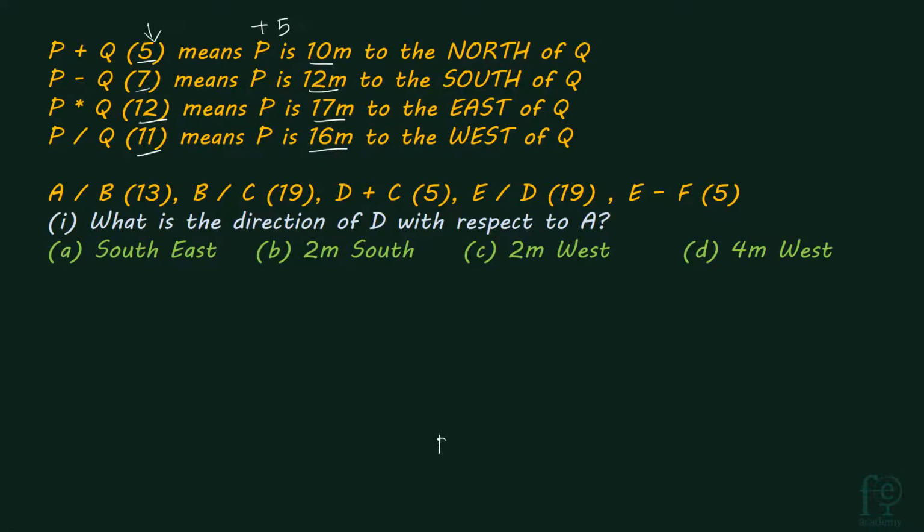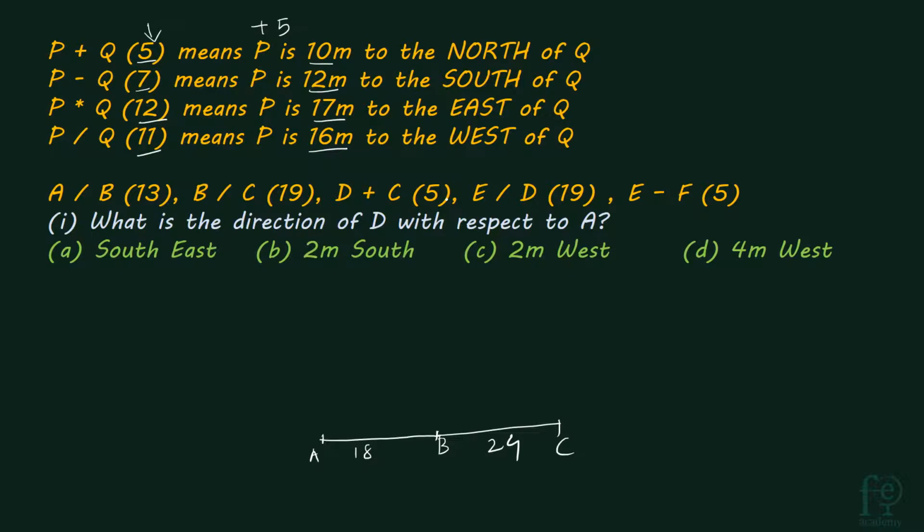So B should come here and A should be 18 meters to the west of B. So A should come here, 18 meters. Now B by C 19 means 19 plus 5 is equal to 24. So B should be 24 meters to the west of C. That means C should be east of B. So this is 24 and this is 18.